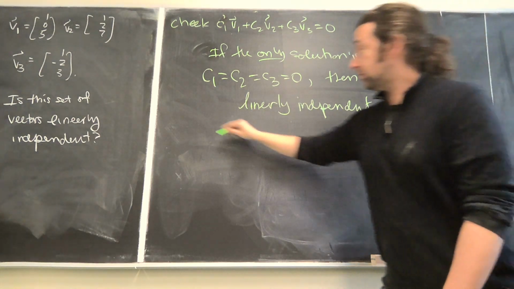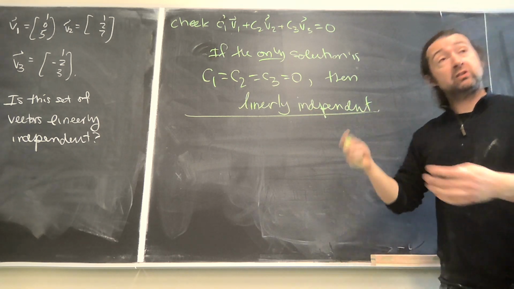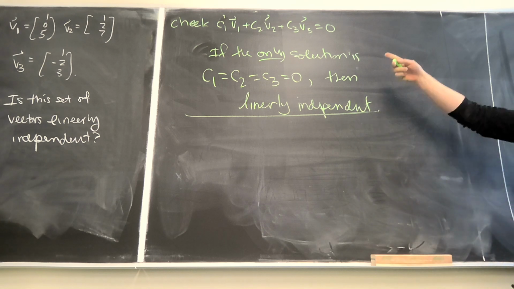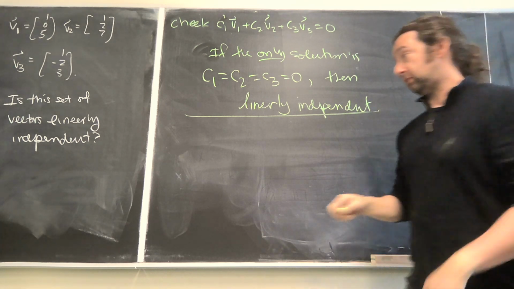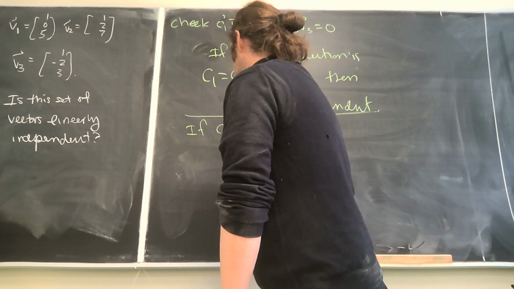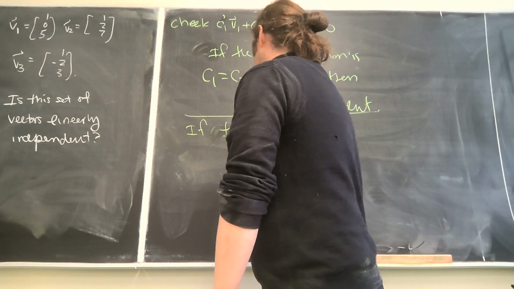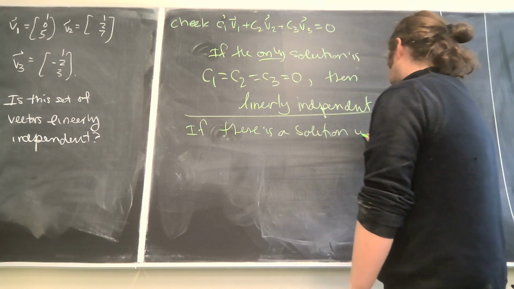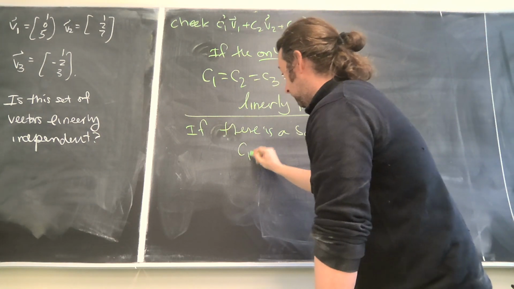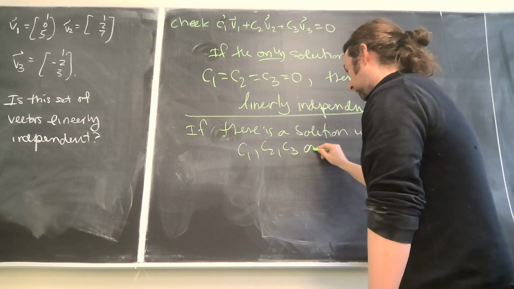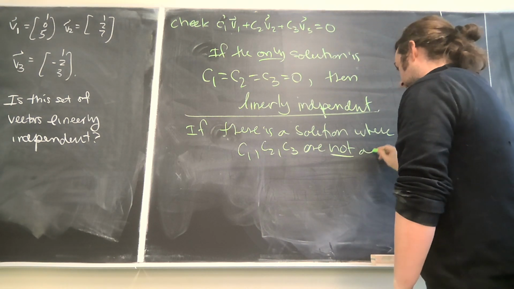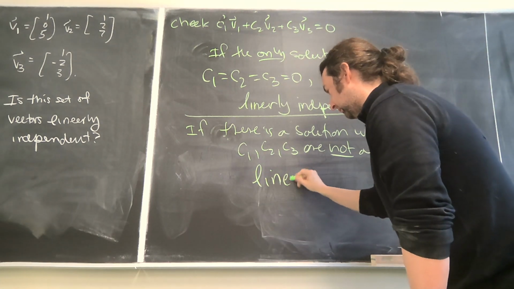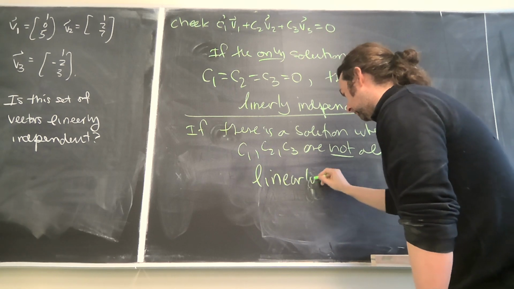Now, the condition that Sarah gave us, where there's a solution that is not all 0, there's some way of combining these vectors together to get the 0 vector out, where the coefficients are not all 0. If there is a solution where C1, C2, and C3 are not all 0, then we're looking at linear dependence. So linearly dependent.